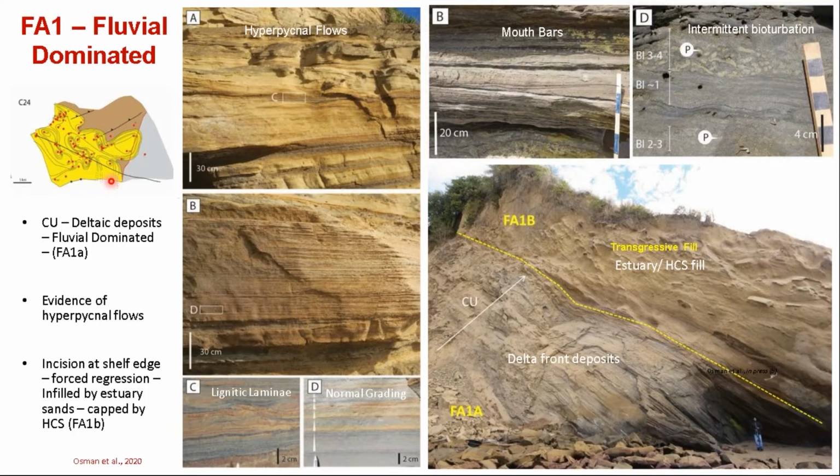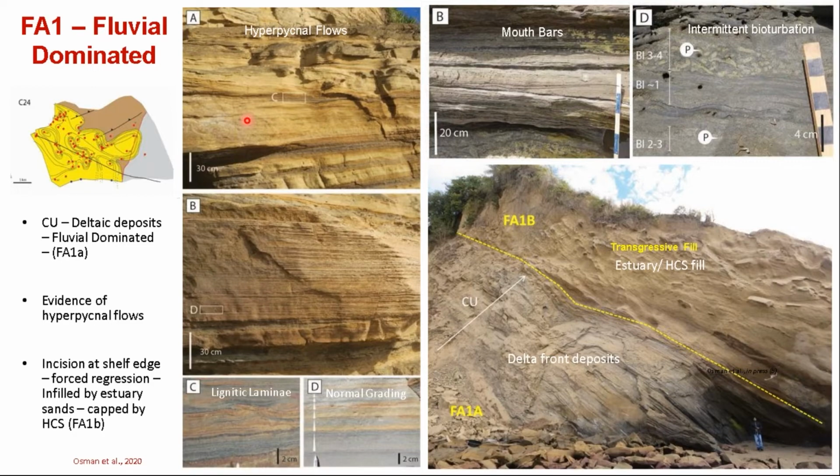And what we see in outcrop, we see these really nice coarsening upward successions that are down cut by these strong incisions on the shelf, probably likely indicating strong forced regression before being infilled by estuary deposits. But of significance today is that you can see strong fluvial evidence on the deltas.